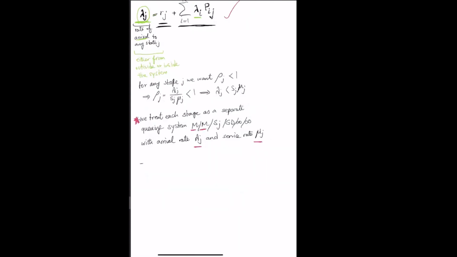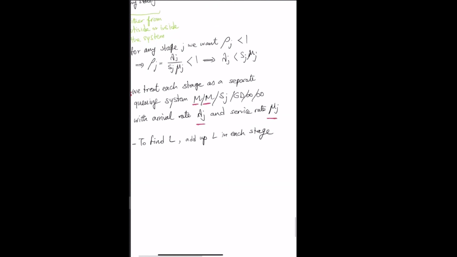So to find L, which is average number of people in the system, we are going to add up L in each stage. Okay, so that's nothing new. So to find L, the number of people in the whole system, we find L in each stage and then add them up.